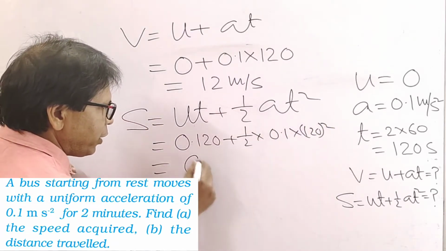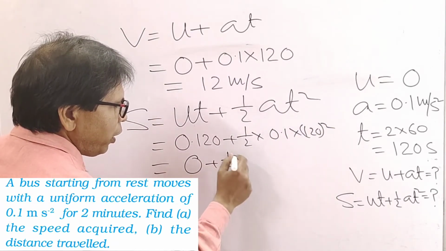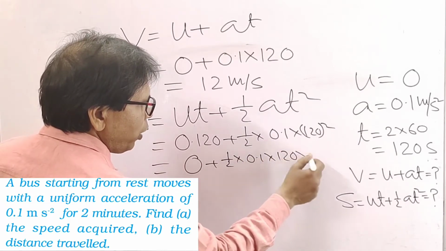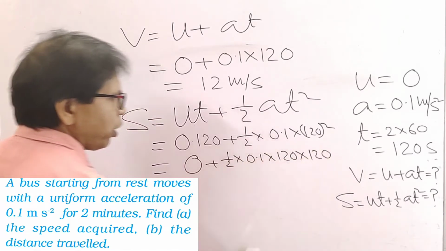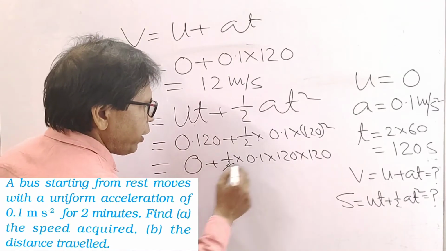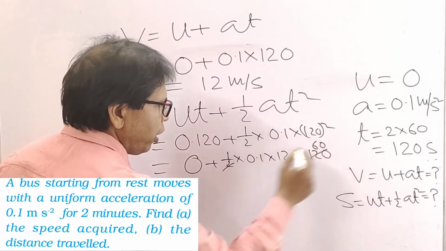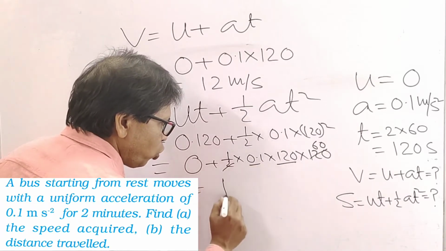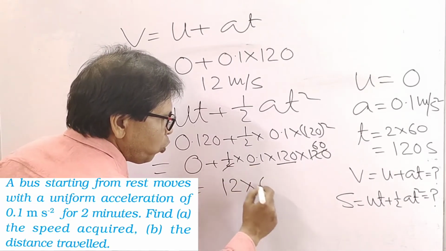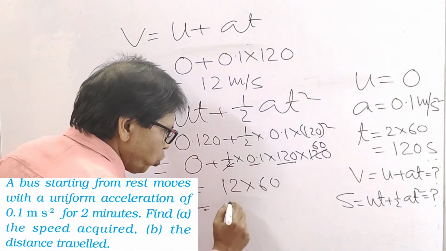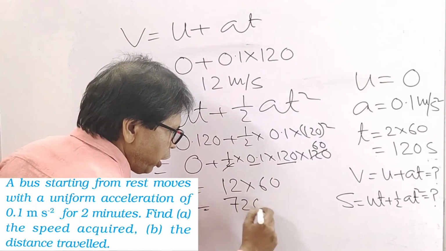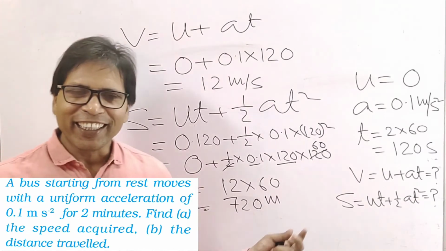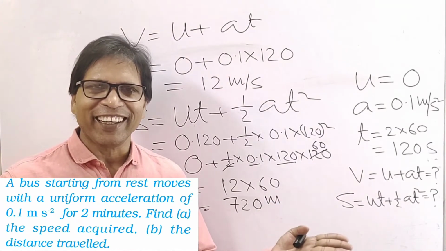Look at this, this is 0 plus half into 0.1, and this is 120 into 120. Look at this, this is 60. So 0.1 into 120 is 12, into 60. Now 12 into 60 is 720 meter. Therefore the distance covered is equal to 720 meter.